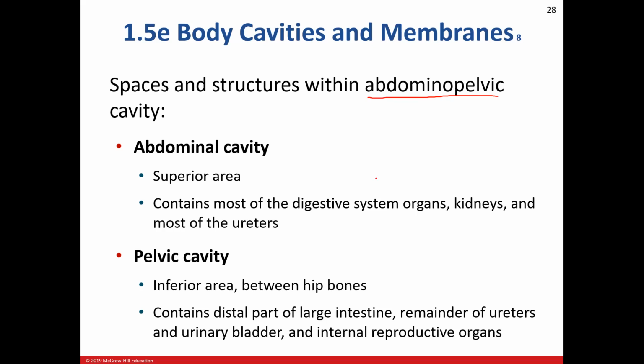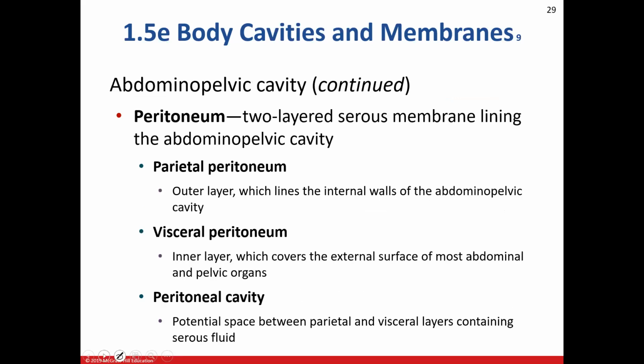And then the pelvic cavity is the lower part, or the inferior portion, of the abdominopelvic cavity. It's below the hip bones, or the iliac crest, which are the top of the hip bones there. You're going to find the distal part, what does that mean? This is the last part of the digestive system. So we're going to see the distal part of the large intestine, the bottom portions of the ureters, our urinary bladder, and some of our internal reproductive organs. For ladies, that's where you'll find the uterus and the ovaries. For the men, we'll find the prostate gland there.